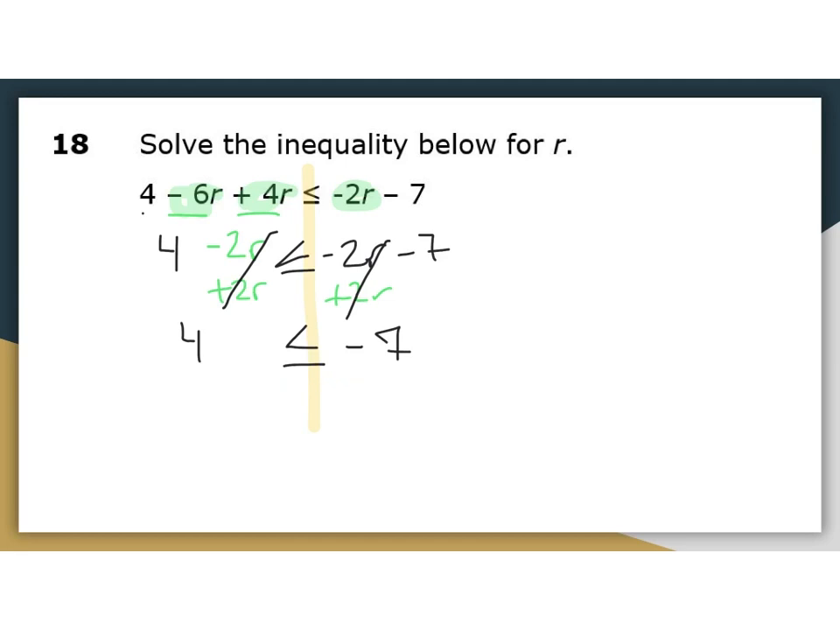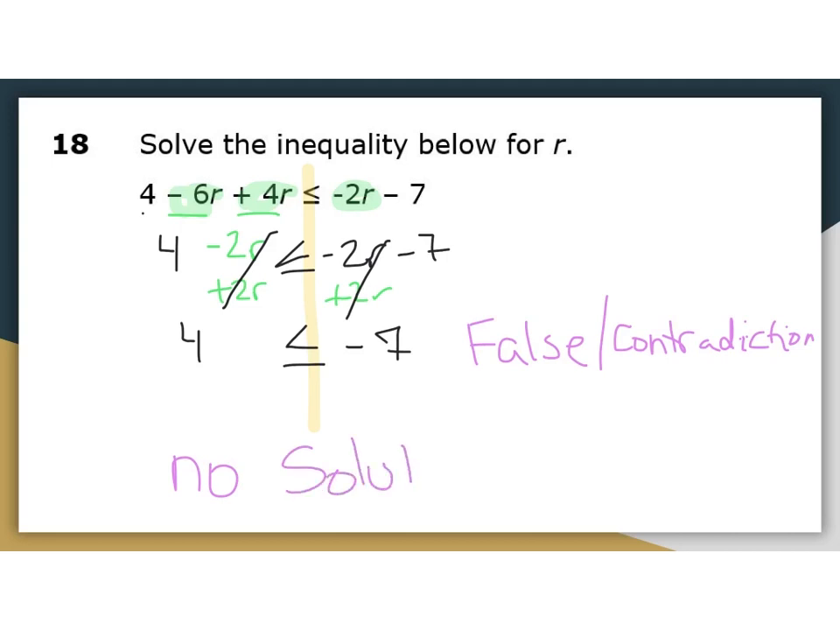This is a false statement, also known as a contradiction. When this happens, when you're left with a false statement, something that's contradicting itself, your answer is going to be no solution. There is no number that you can put in place of r that will give you a true statement.